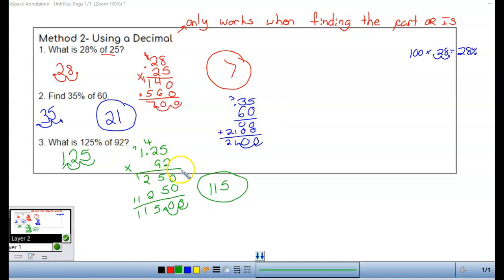If you notice, I did this one for you. You still get 115, but remember when you change a percent to a decimal, it only gets to go over twice no matter how many numbers are in the percent. So it goes 2 over from where the decimal is. So it's 1.25 times 92. You'll get 115 as well. We will be practicing more later.